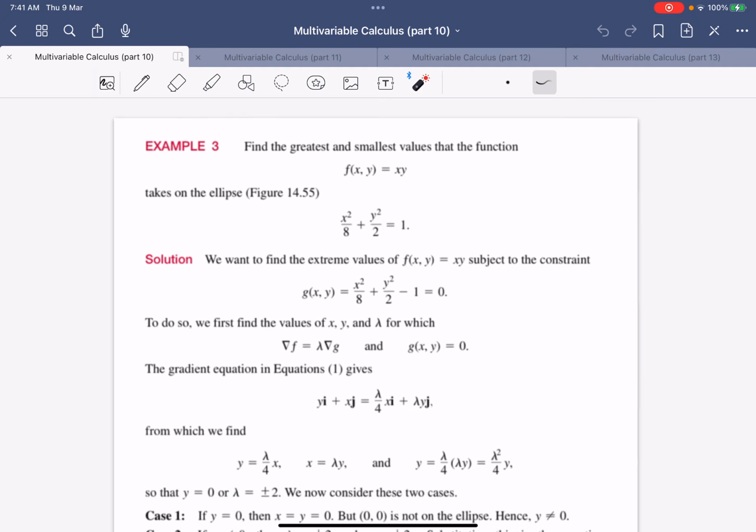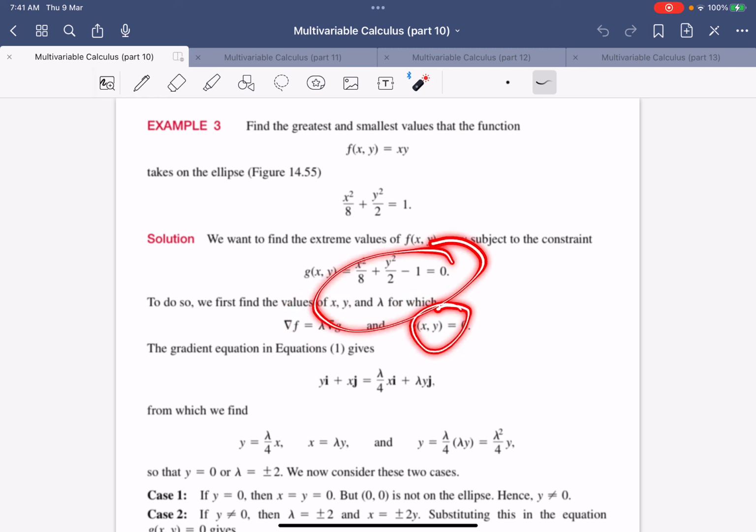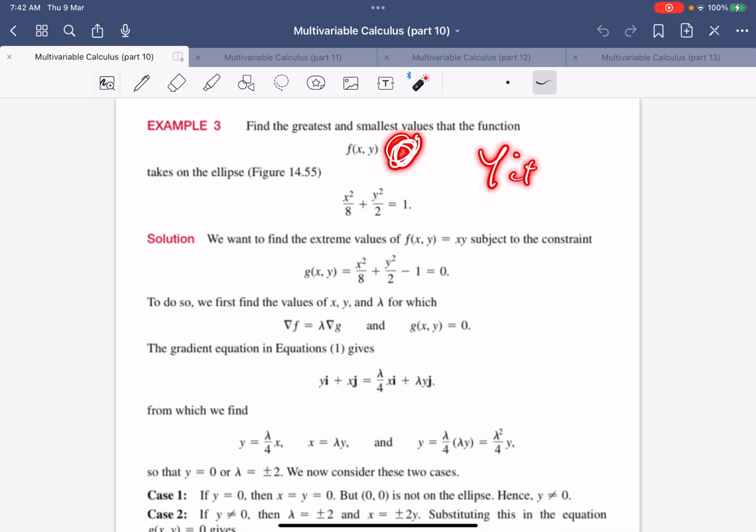So you want to find the maximum and minimum of f(x,y) subjected to this ellipse. For this ellipse, you need to form the level set first, so you bring the 1 over. And what you must do is take note of these 2 equations. So g(x,y) equals 0 is this. And for the gradient equation, you need to differentiate partially here. So it's y i plus x j over here. And when you differentiate this, it is lambda over 4 x i plus lambda y j.